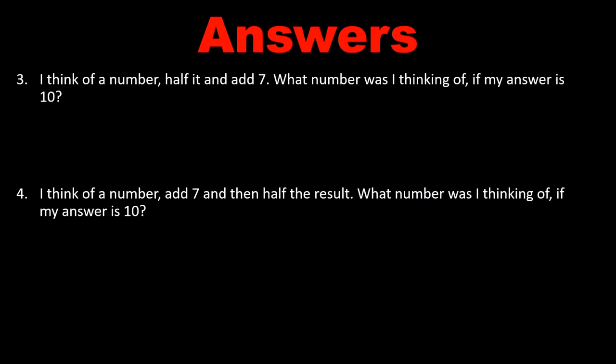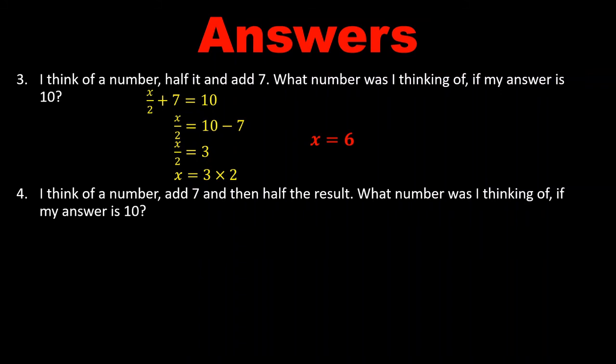For question 3, again, the number I think of, I'm going to use the letter X, half it, and add 7. And my answer is 10. To get X on its own, first I'll subtract the 7, then I'll multiply by the 2, and the number I started with must have been 6.